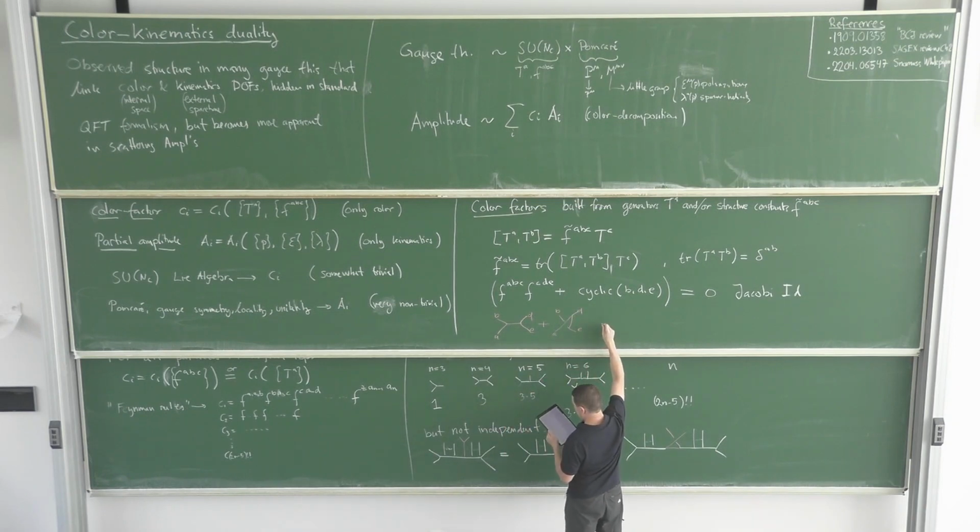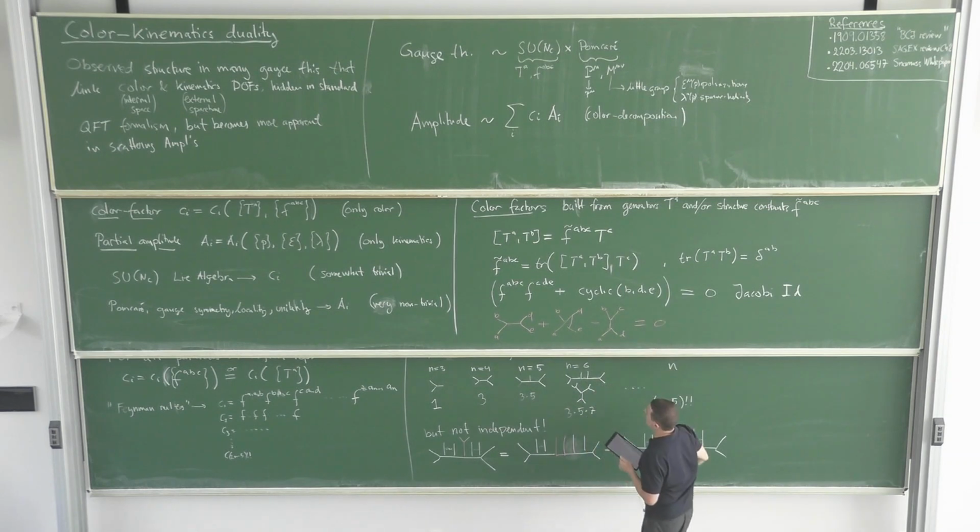And now I'm inclined to put a minus sign there, but I'm still going to convince you that it is just plus cyclic, but graphically it looks nicer if I put a minus sign there. So this is the graphic implementation of the Jacobi identity.